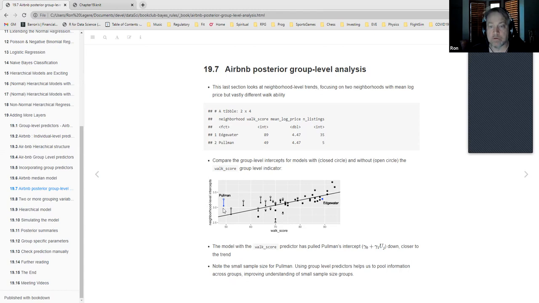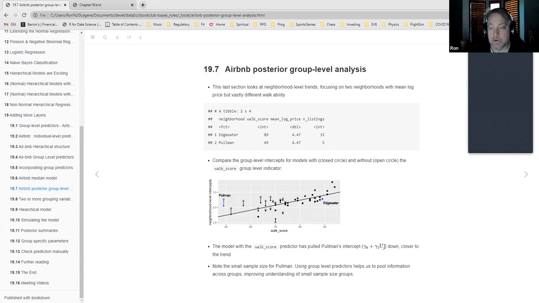So the closed circles on here are the model we just talked about with the group level predictor. The open circles are the model without it, the model one that they call Airbnb model one in the book. And the interesting thing is that for Pullman, which has only like five listings, the group level predictor helps inform our understanding of the group level intercept by pulling it down toward the trend line in terms of walkability score. And so that's another kind of grouping or shrinkage effect that happens when you add group level predictors to these things.